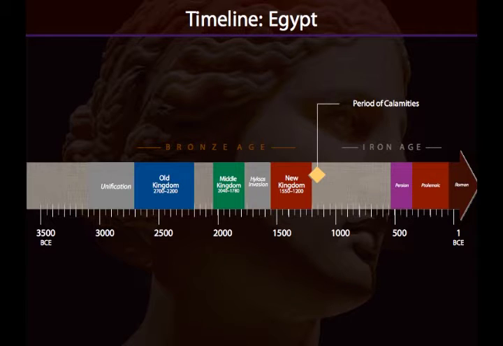So during the Iron Age, Egypt exists as a nation that had once been great, and as a nation that continued to be an important agricultural presence, but never again as a power the way it had been in the Bronze Age.